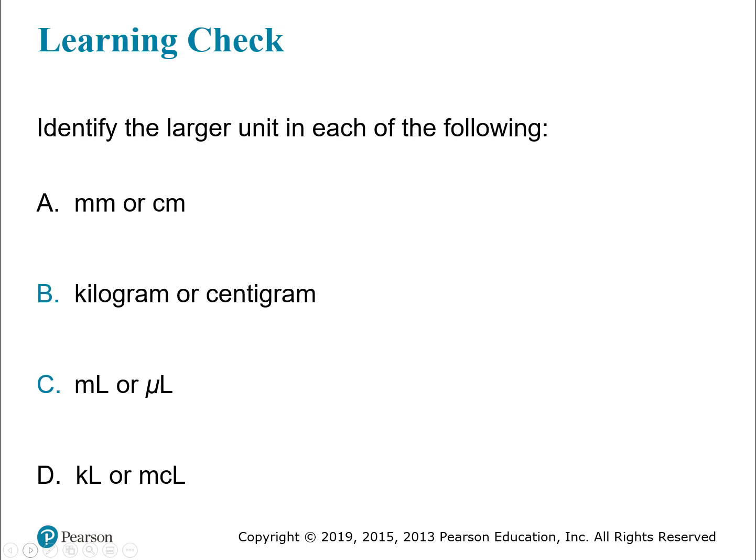I'm going to circle the unit that is larger, and let's make sure that you're picking the larger unit, not the smaller unit. So a millimeter versus a centimeter. The definition of a millimeter would be 10 to the minus 3 meters, whereas a centimeter is 10 to the minus 2. So a centimeter is larger. Kilogram, we're talking about 10 to the third grams, versus a centigram, which is 10 to the minus 2 grams. So a kilogram is going to be bigger.